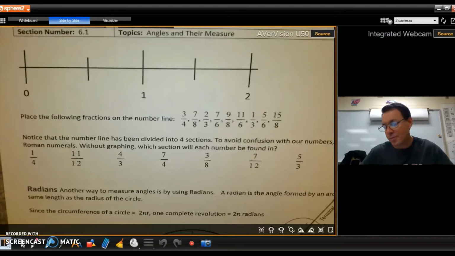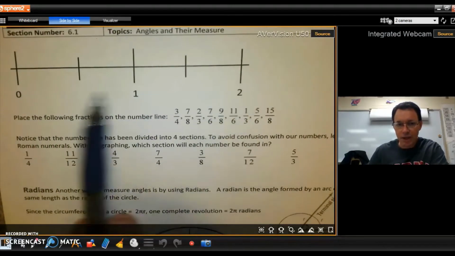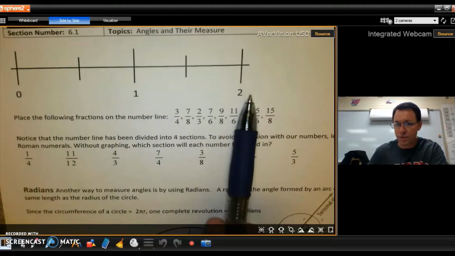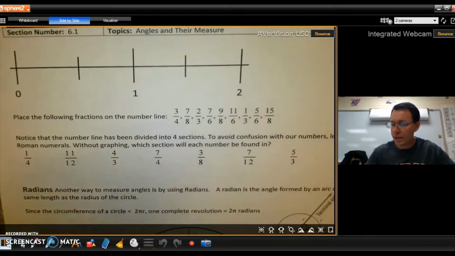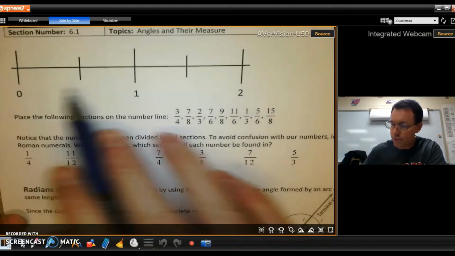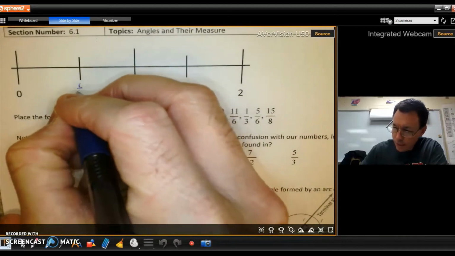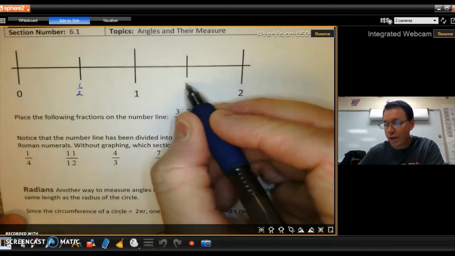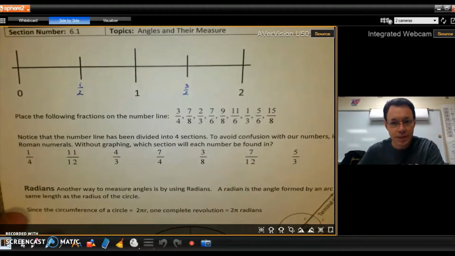So at the top of your notes, you're going to see this number line. It goes from 0 to 2. That's it, an itty bitty number line. And underneath, you'll see it's subdivided, so 0 to 2, this is 1, so this would be 1/2, and this would be 1.5, or I'm going to call it 3/2. There's a reason for that.